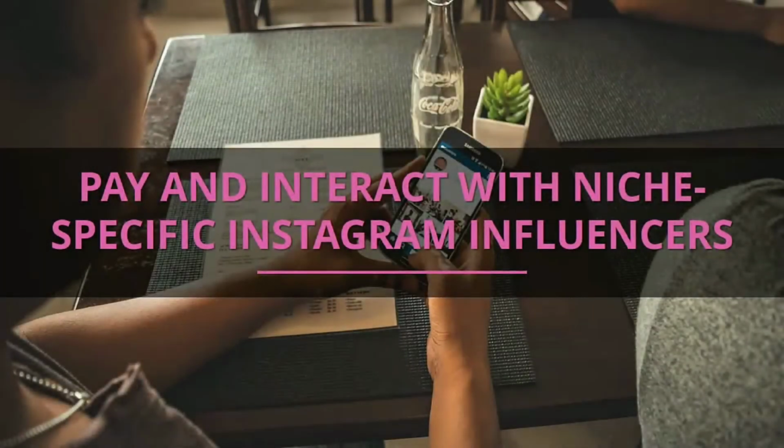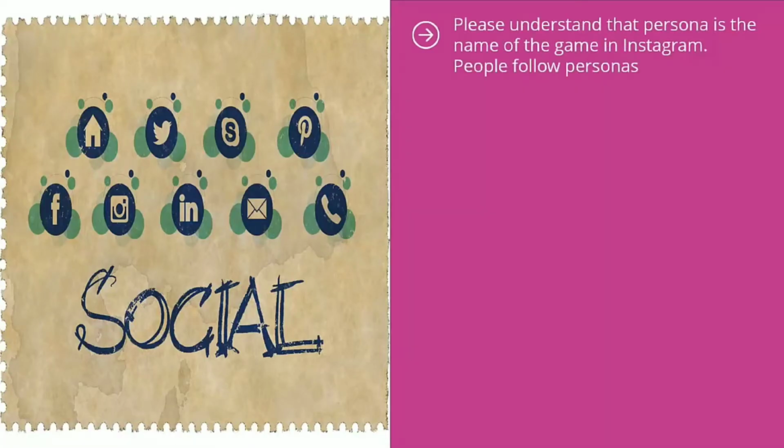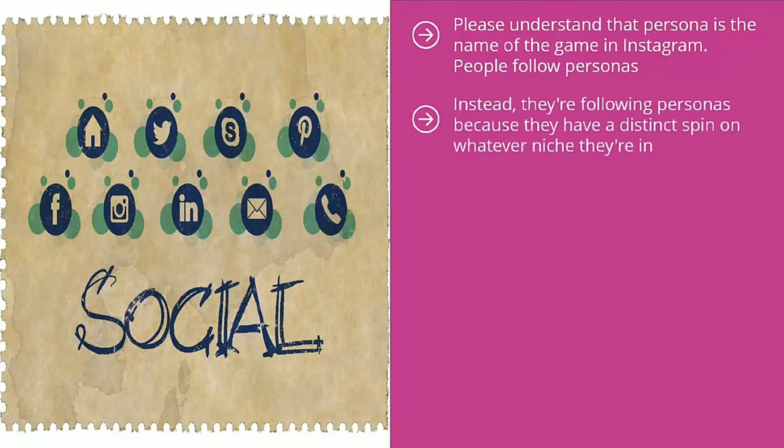Pay and interact with niche-specific Instagram influencers. Please understand that persona is the name of the game in Instagram. People follow personas. They're not following just because somebody has nice pictures. Most people can do that. Most people can manage to post nice pictures every once in a while. Instead, they're following personas because they have a distinct spin on whatever niche they're in. They have a distinct personality. They have a distinct point of view.